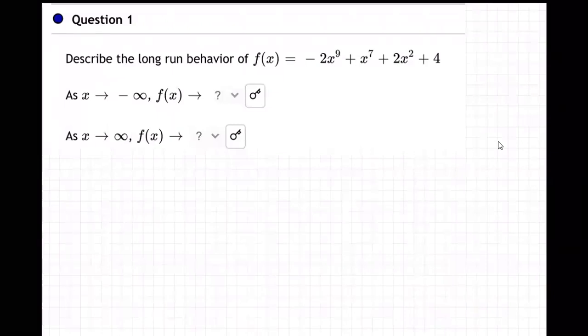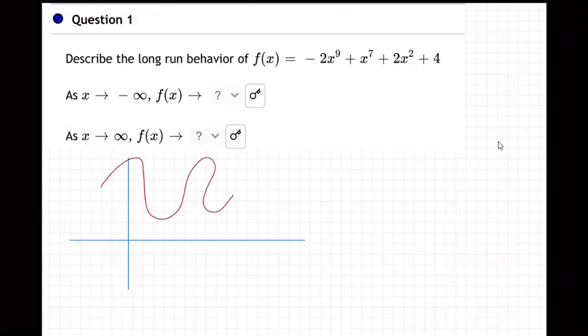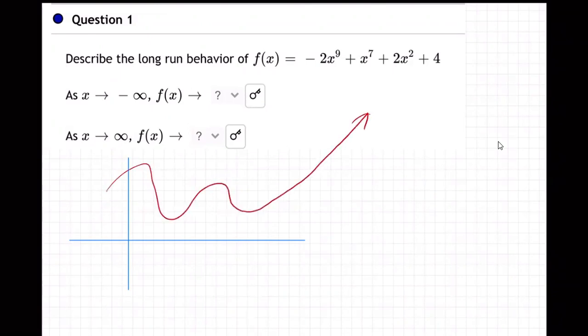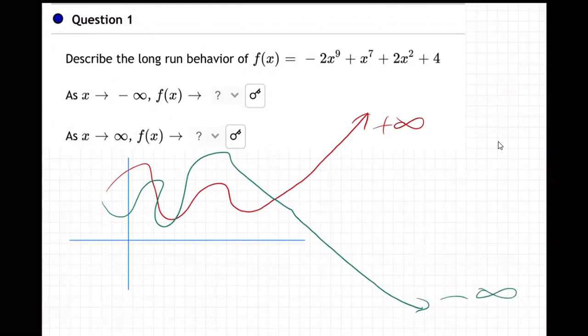In other words, if we were to graph this thing, this function would go up and down or whatever. But the question is, what will it do in the long run? Will it go up, up, up, up? That would be positive infinity in the long run. Or maybe the graph will go down, down, down, down. That would be negative infinity.